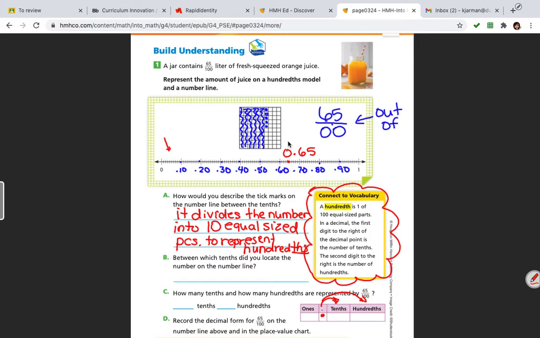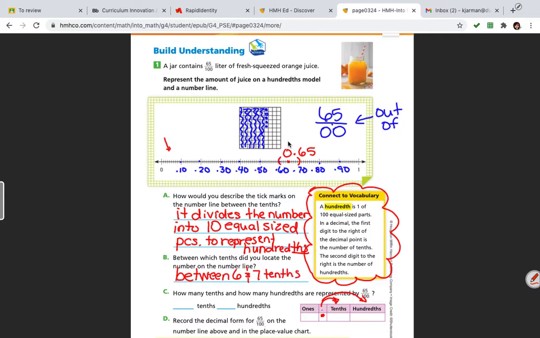B, between which tenths did you locate the number on the number line? Well, between the 6 tenths and 7 tenths. Between 6 and 7 tenths.